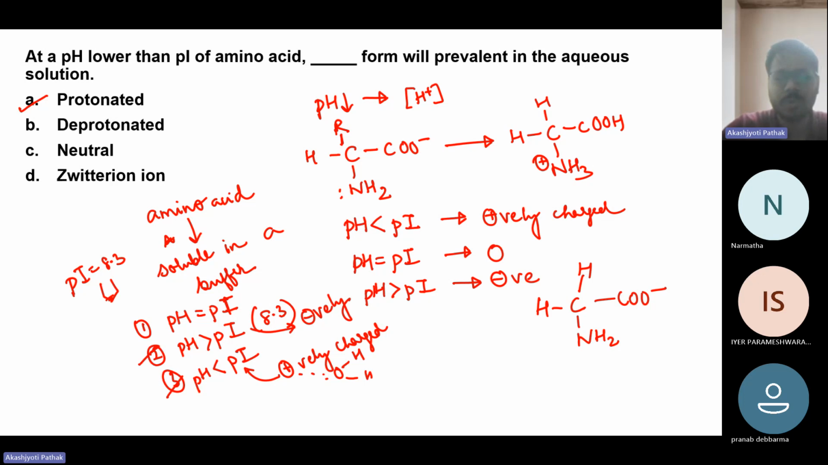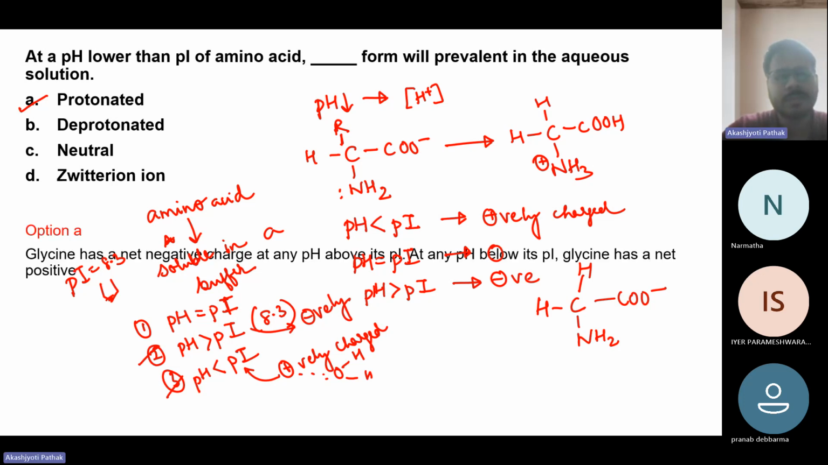So you can use both a higher pH or a lower pH, but you cannot take a pH which is equal to the pI of the amino acid. This is one of the important concepts you need to understand when you are working with proteins. So always select a pH which is either greater or less than the pI of the buffer. The answer is option A.